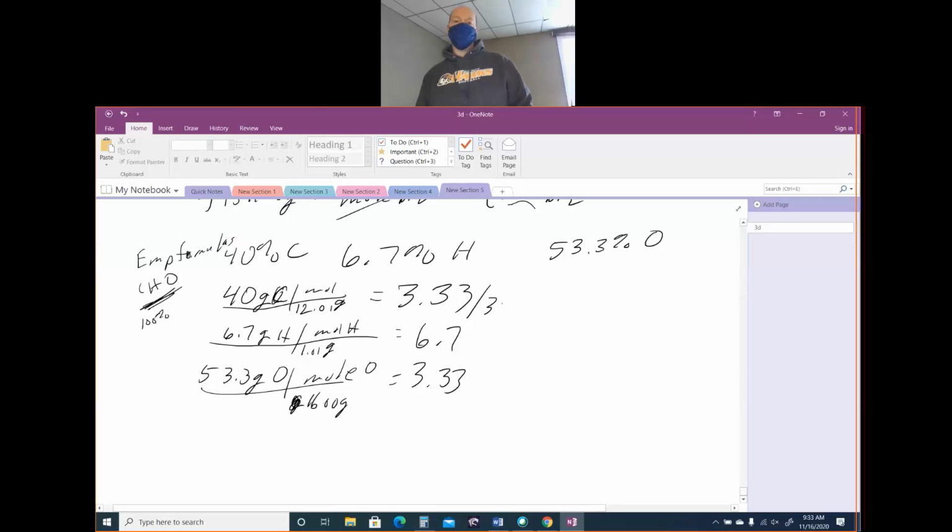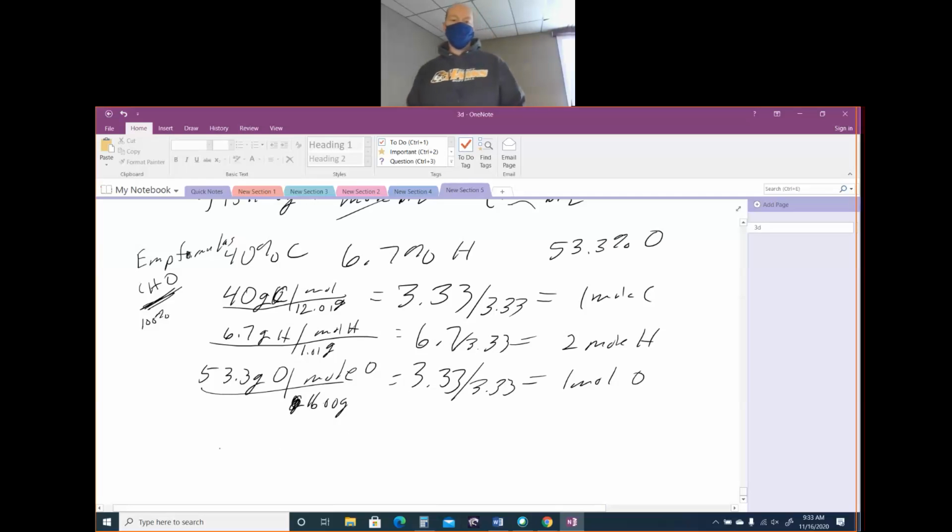All right, so divide by your smallest number. And this one came out very nice. 1 mole carbon, 2 moles hydrogen, 1 mole oxygen. So that's your empirical formula. That is your C, H2, and O.